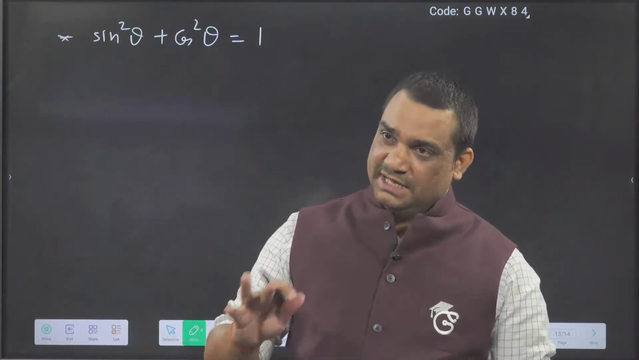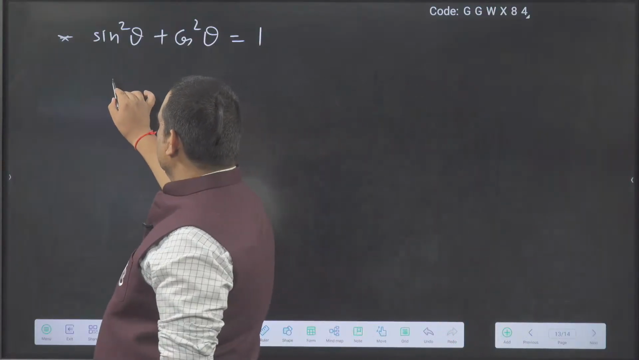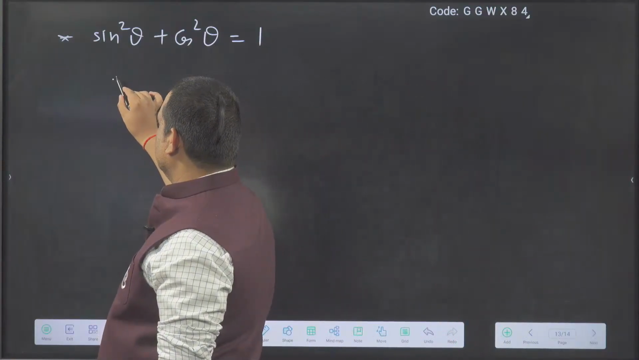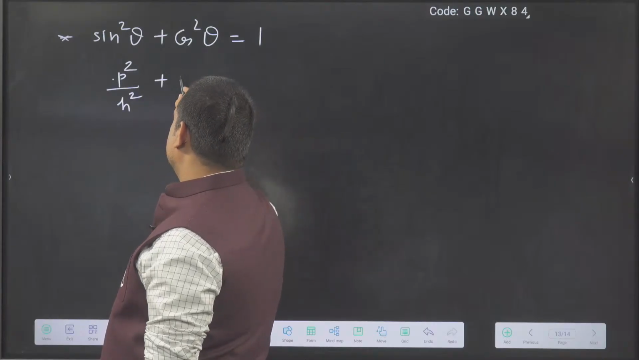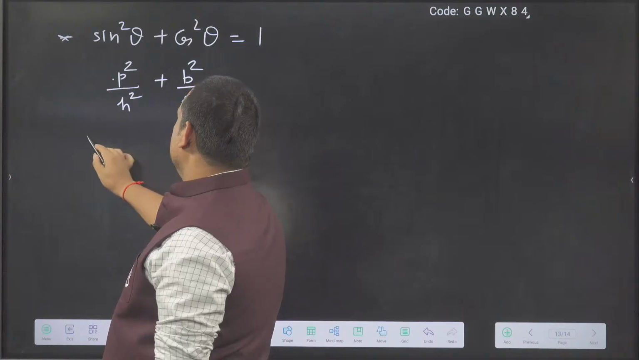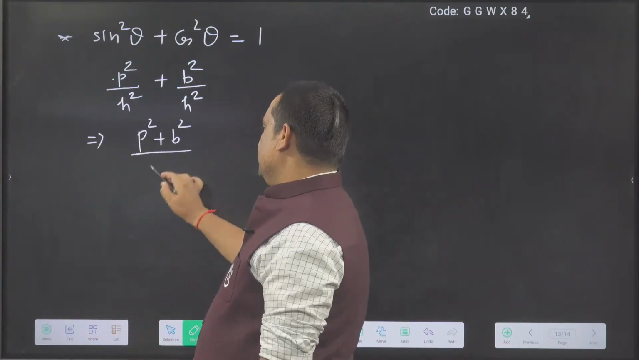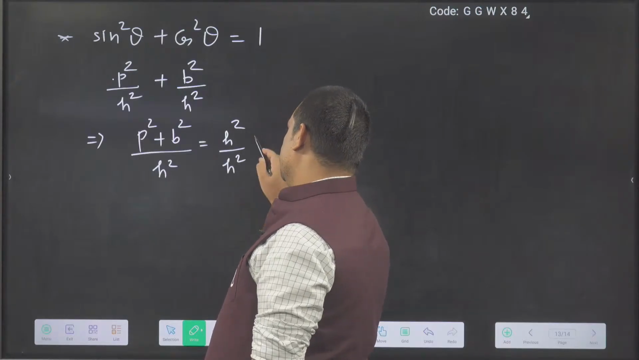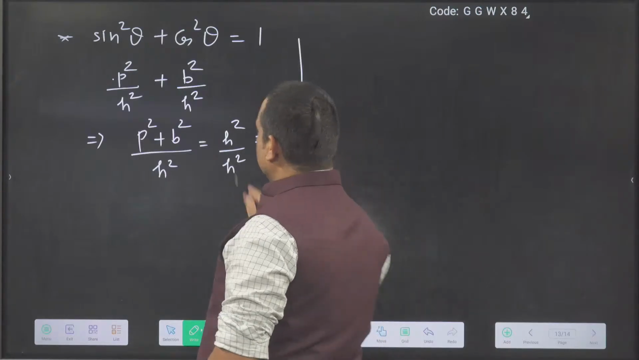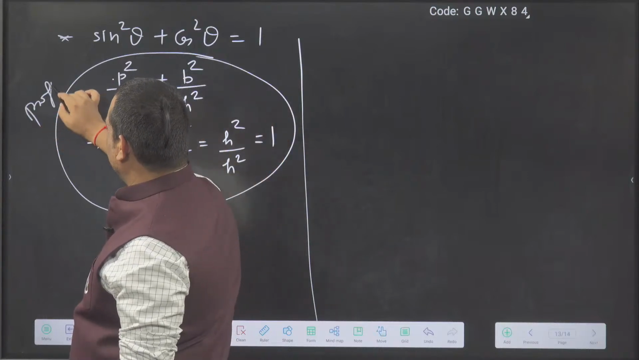Can you prove this thing? You can easily prove it. You can say, sir, sine square theta is p square divided by h square, and cos square theta is base square by h square. You can write this as p square plus b square by h square, and this becomes h square by h square, which is equal to 1. This is the proof. But no one is going to ask you for the proof.